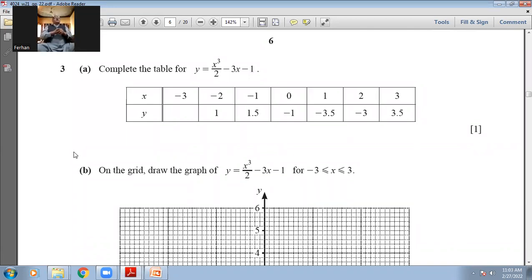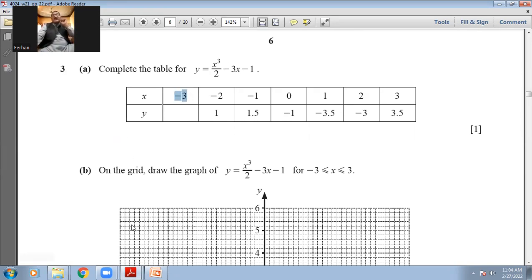Okay, so question number 3 is showing up on your screen. It says complete the table for y equals x cubed divided by 2 minus 3x minus 1. Some values of x and y are given, and one value of y is missing. So when x is minus 3, what will be the value of y? Because the calculator is allowed in this paper, on your calculator you will write bracket start minus 3 bracket close raised to power 3 divided by 2 minus 3 bracket start minus 3 bracket close minus 1 equals, and that will give you this value. This is how you will enter the x value in this equation in your calculator.